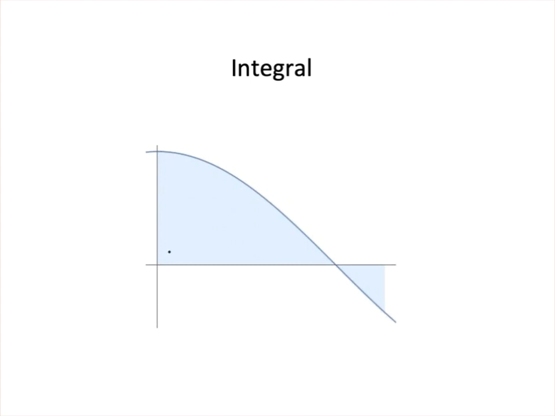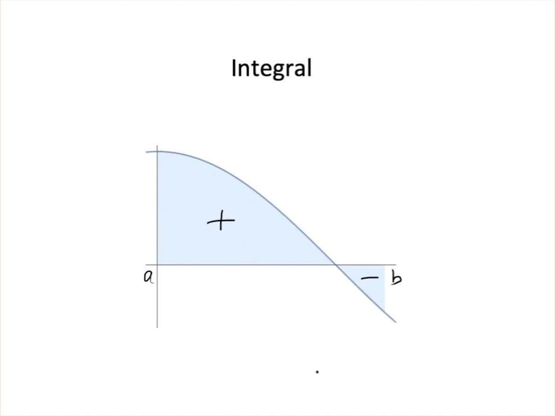The integral from a to b of a function f with this graph is the algebraic area between the graph and the x-axis. By algebraic area, we mean that the area above the x-axis is considered positive area, and below the x-axis, the area is negative.